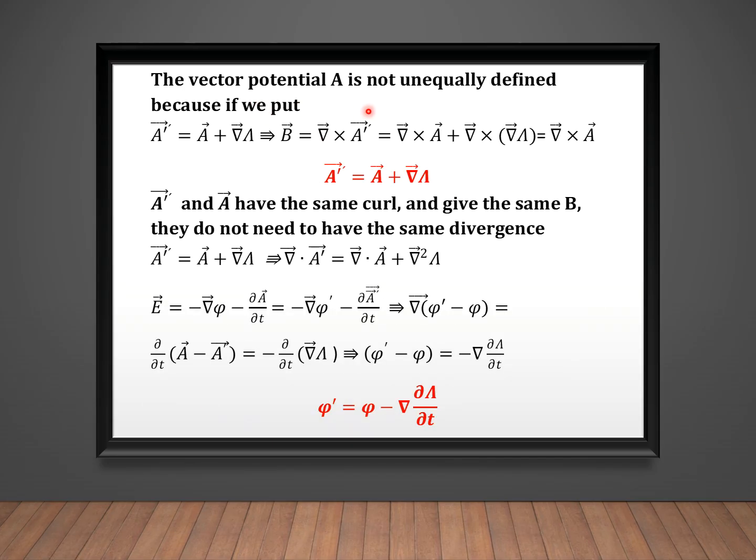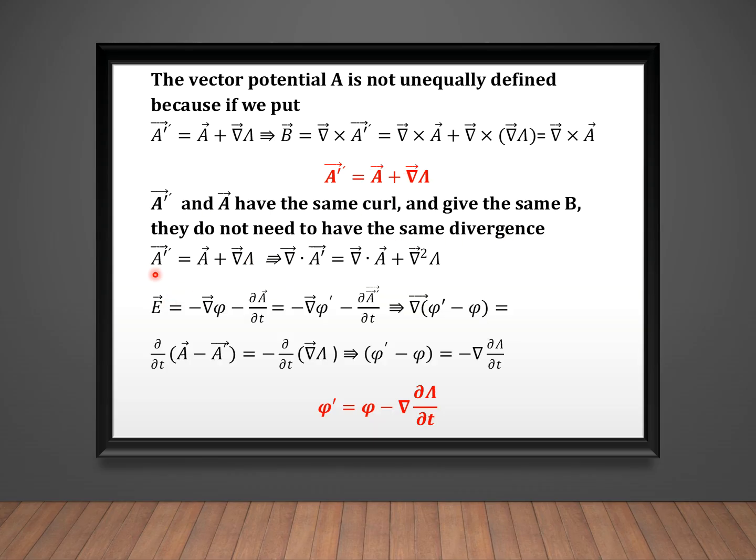But the vector potential A is not uniquely defined, because if we put A prime equals A plus del lambda, where lambda is a scalar, then B equals the cross product of del and A prime equals this one, and because this is always 0, the curl of A prime is always equal to the curl of A. Therefore, A prime is equal to A plus del lambda. A prime and A have the same curl and give the same B. They do not need, however, to have the same divergence.